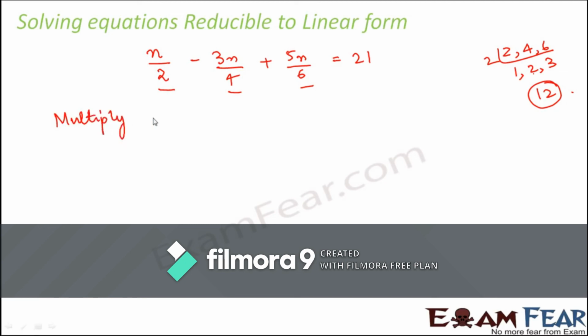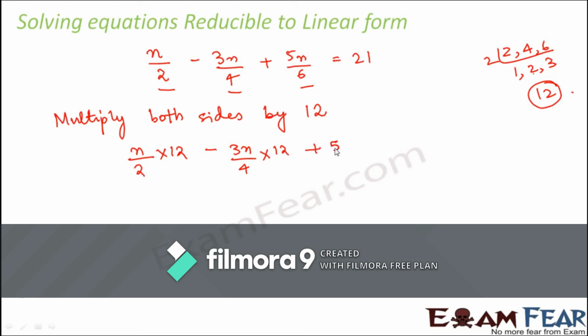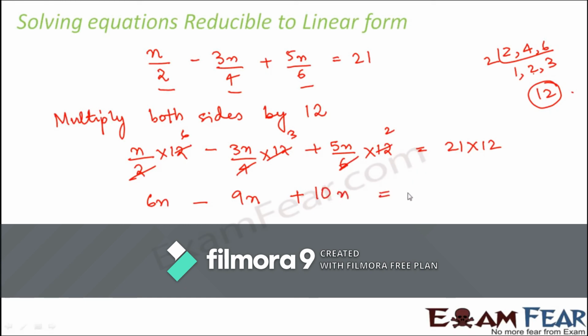So our next step is to multiply both sides by 12. So this would be n by 2 into 12 minus 3n by 4 into 12 plus 5n by 6 into 12 is equal to 21 into 12. So this is 2 6s are 12, so 6n, minus, 4 3s are 12, so 9n, plus, 6 2s are 12, so 10n is equal to 21 into 12. We keep it as it is for now.